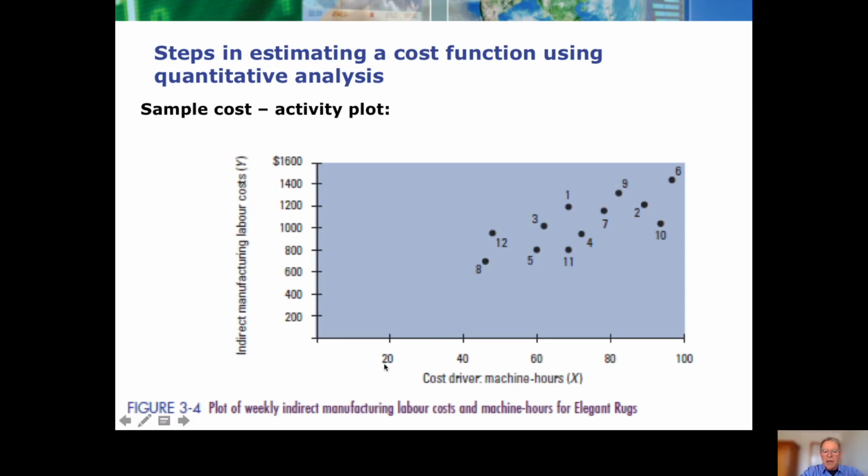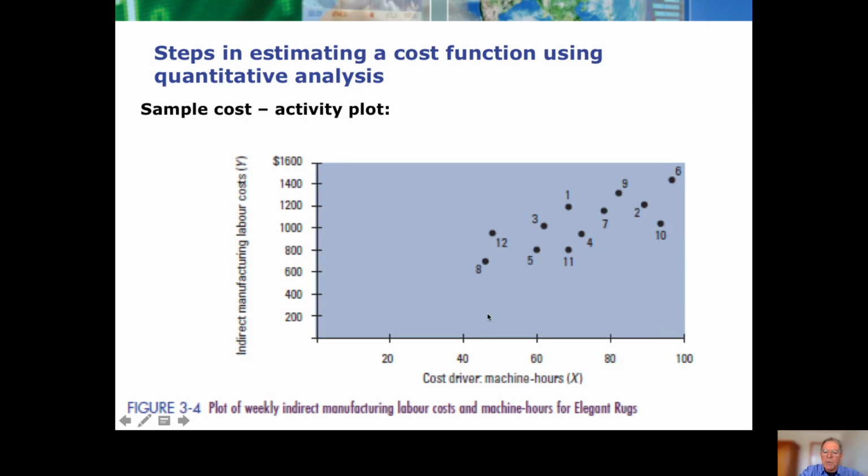Here's a set of data where we think the cost driver might be machine hours, and we're trying to measure the indirect manufacturing labor costs. We think that the more machine hours we use, the higher the labor cost will be. It makes sense, I guess, that you need more people on the shop floor and you're pushing into overtime perhaps as you work the machines longer or to achieve more hours in a given production shift.